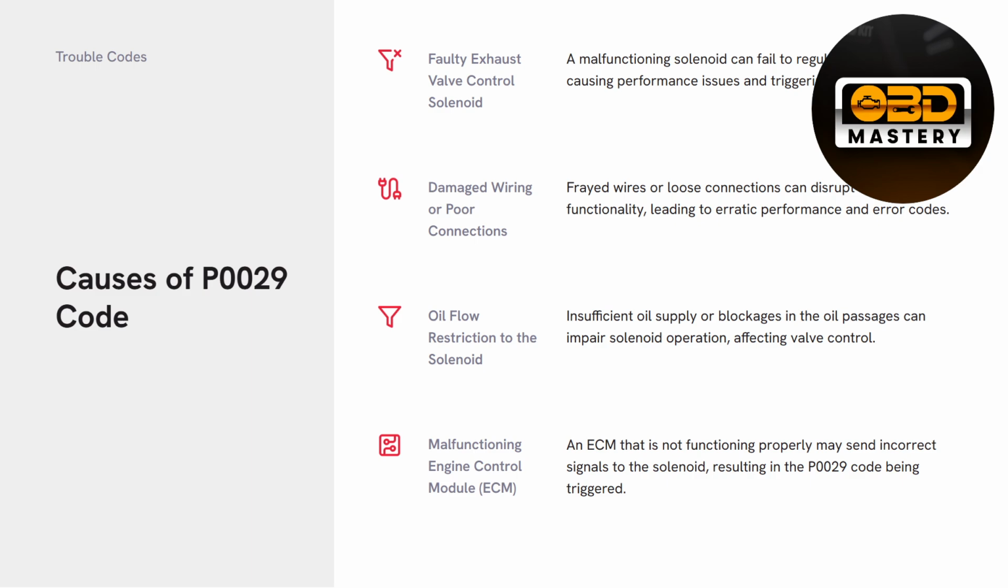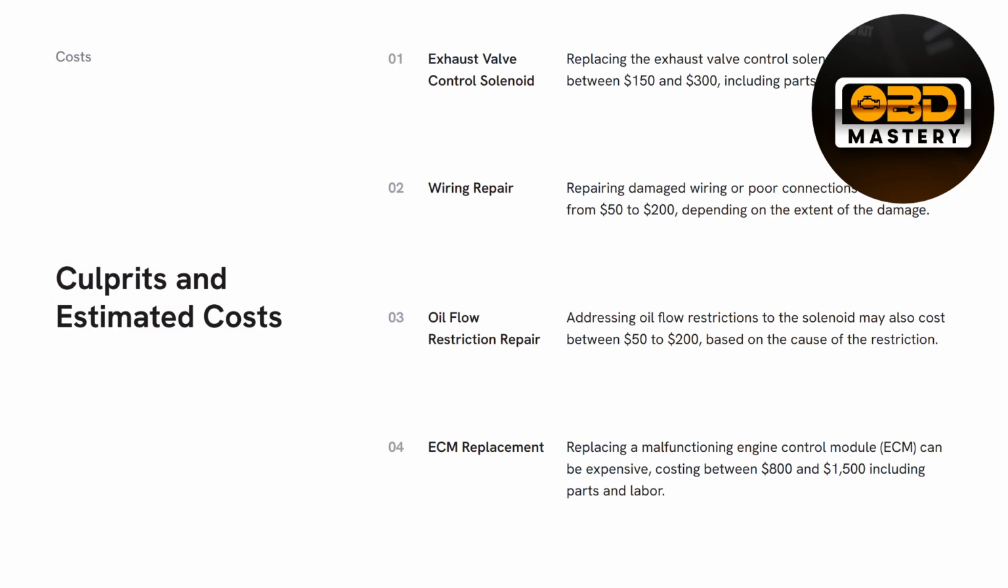Next up is going to be the oil flow restriction to the solenoid. So insufficient oil supply or blockages in the oil passages can impair solenoid operation, affecting valve control. Next here is the malfunctioning engine control module. So an ECM that is not functioning properly may send incorrect signals to the solenoid, resulting in the P0029 code being triggered. Next up here is the culprits and estimated costs.